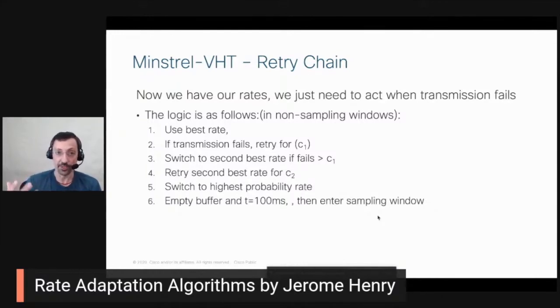And again, if you fail there, then you directly jump to the one that always works, the 100% success rate, because your job there is not to be fancy. You want to empty your buffer. So you pick that rate that works all the time. And that continues until you get to the end of the non-sampling window. And at the end of which, if you have spent more than 100 milliseconds there and you have emptied your buffer, you can switch back to a sampling window where you try relearning again.